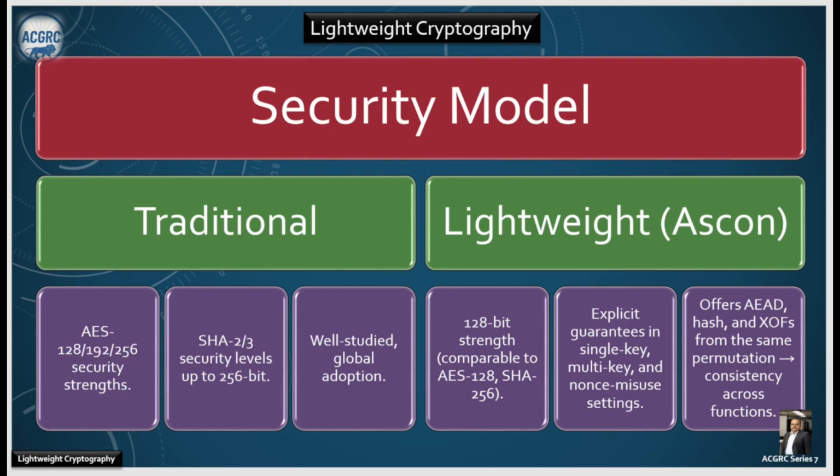So traditional AES has a security strength of 128, 192, 256. It has SHA with security levels up to 256. It's well studied and has big global adoption. Ascon is 128-bit strength. It's comparable to AES-128 or SHA-256. It explicitly guarantees security in single-key or multi-key and nonce misuse settings. It offers AEAD, hash, and XOFs from the same permutation, giving consistency across functions. We'll discuss this as we move forward.